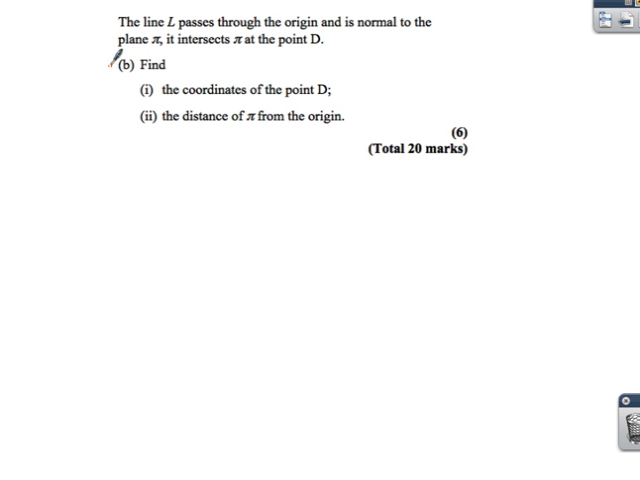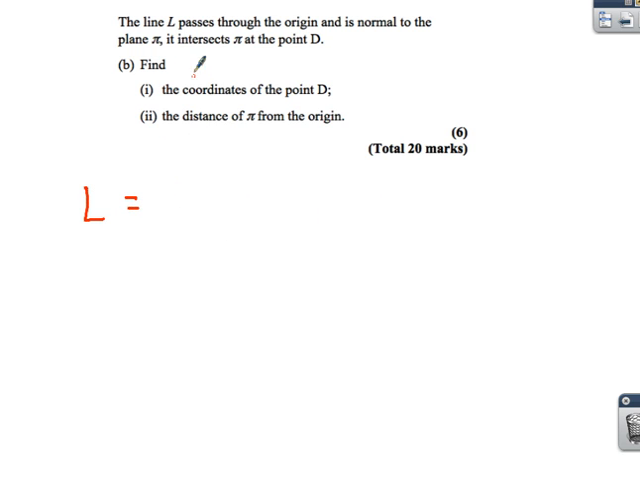Okay, so looking at the second part of this question, so you get an extra 6 marks here, so a total of 20 marks for the question. The coordinates of the point D. Okay, so we've basically got a line L which passes through the origin, normal to the plane, and it intersects the plane at the point D. So let's have the equation of the line L.